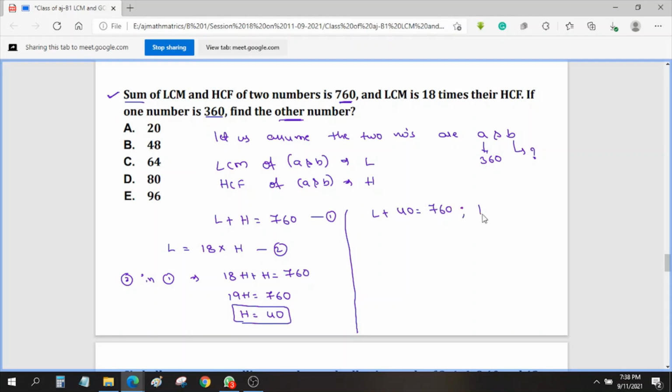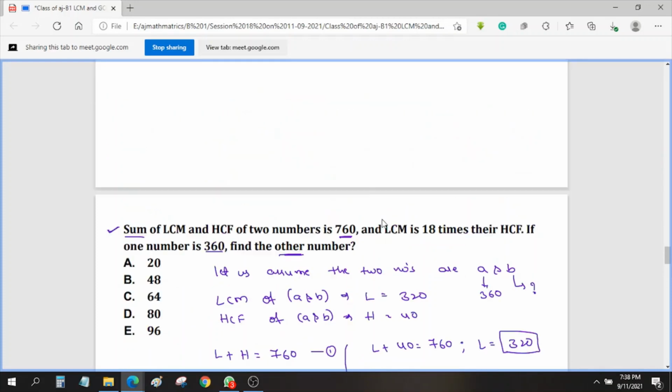Now from here L equals what? 320. Now we know that the LCM of two numbers is 320, and the HCF of two numbers is 40. So this is 320 and this is 40. We know the LCM, we know the HCF, and we know one number is 360.